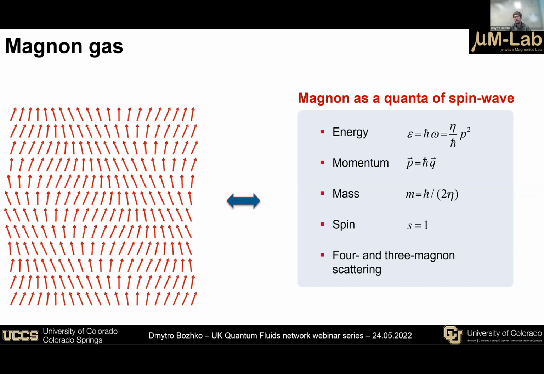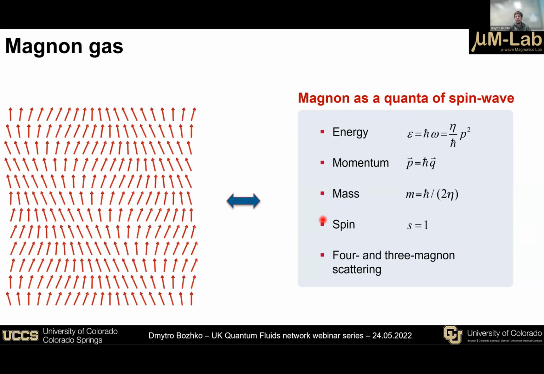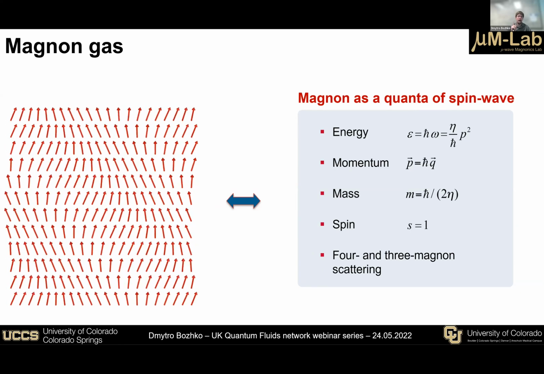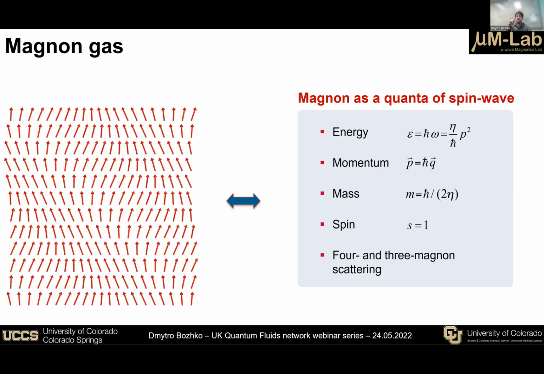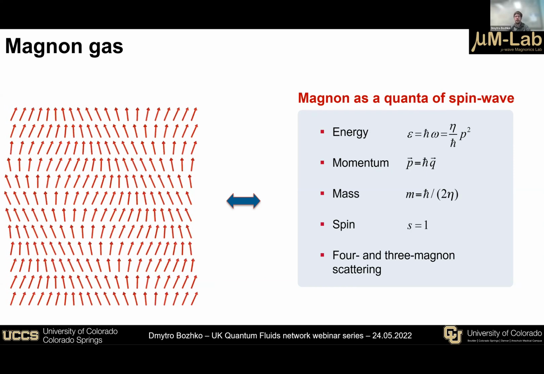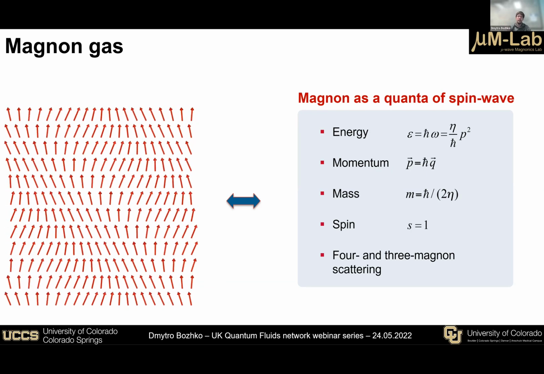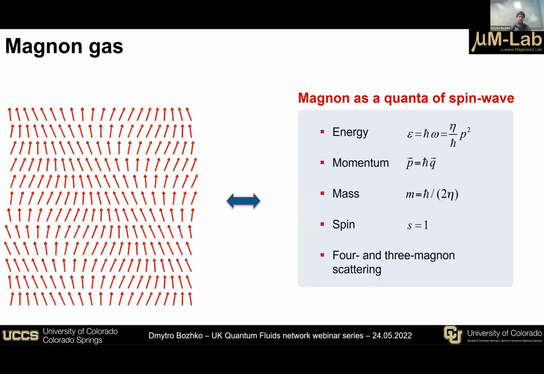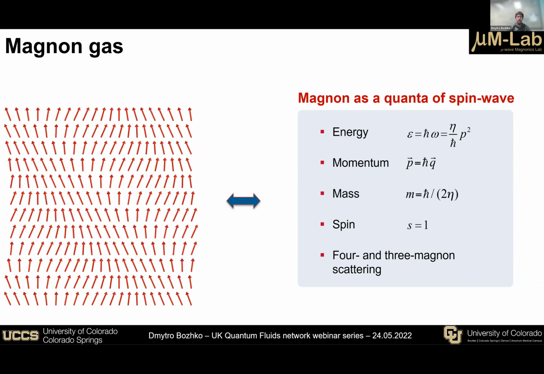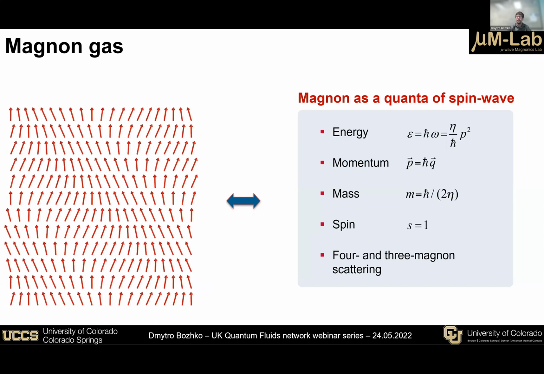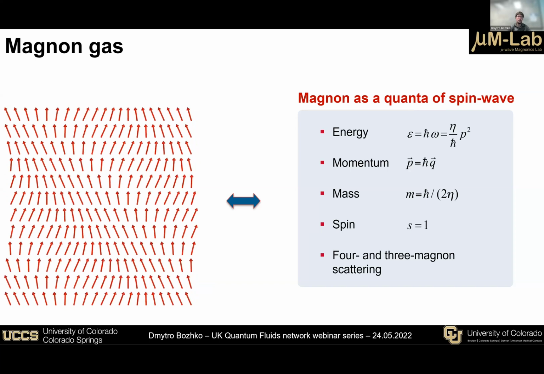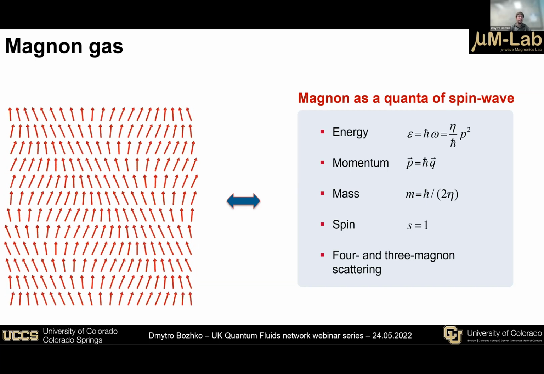But what's more important are the last 2 properties listed here. One is that the spin is equal to 1, because a single magnon is associated with the spin of an electron flipping from up to down. That's 1/2 plus 1/2, which is 1. The second important feature is that we have strong nonlinear interaction. Basically, we have 4 and 3 magnon scattering processes, which effectively could lead to magnon gas thermalization.